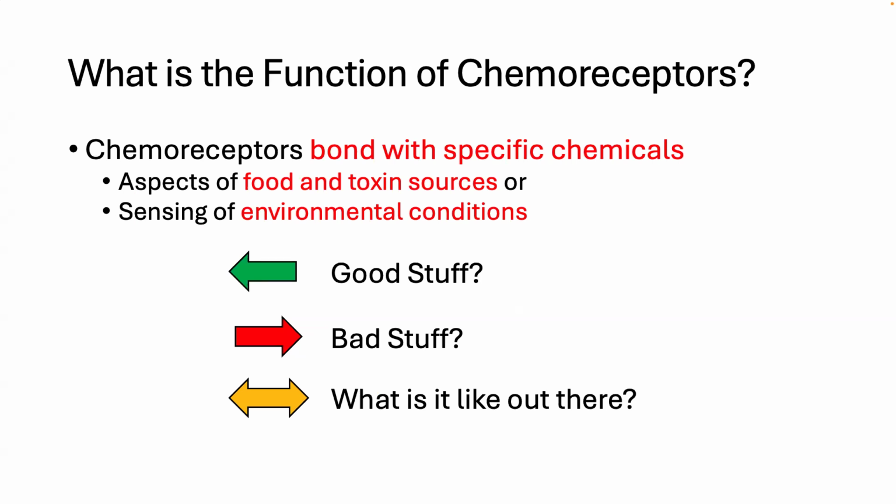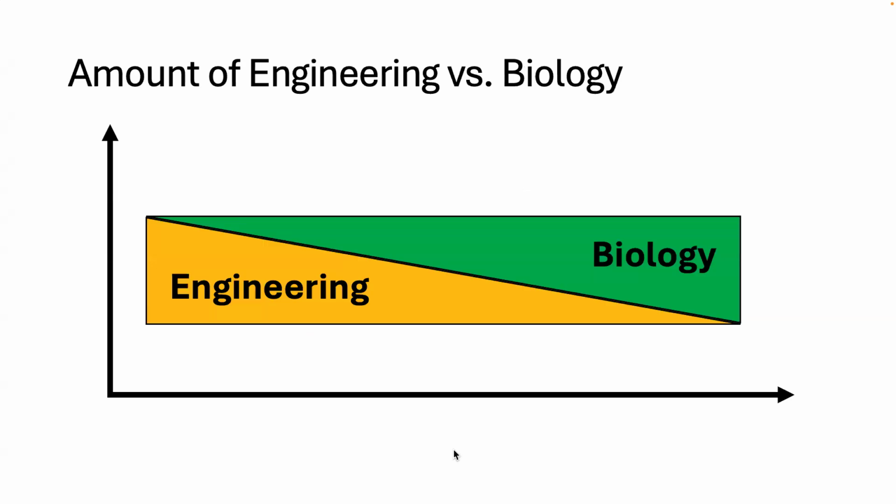So what is the function of the chemoreceptors? They bond with specific chemicals, and aspects of food and toxin sources would be one of the areas that they do, and also sensing the environment. So is it good stuff? That's good information for it to know about. If it's bad stuff, it wants to get away from bad stuff, move towards good stuff. And it also wants to know what it's like out there. And so environmental sensing. So that's maybe a simple way to think about what we're going to talk about.